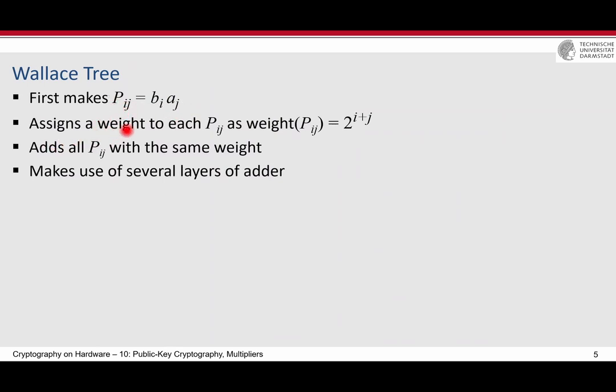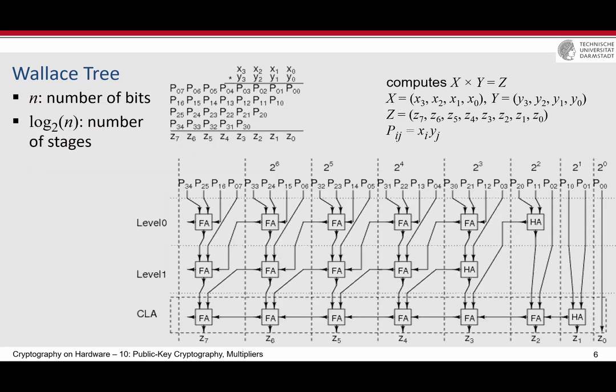And then it assigns a weight to each Pij. The weight is just 2 to the i plus j. And then it adds all Pij with the same weight, and then it will be something like this. Here in this example, again, a 4 by 4-bit multiplier. And these are the Pijs that you see.